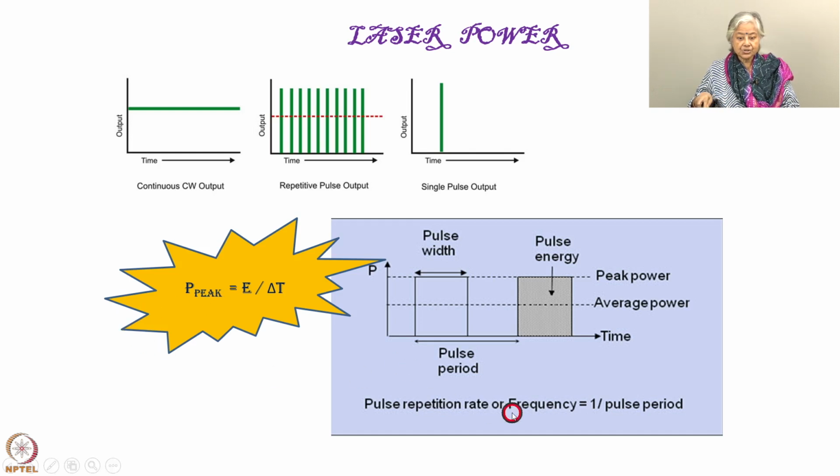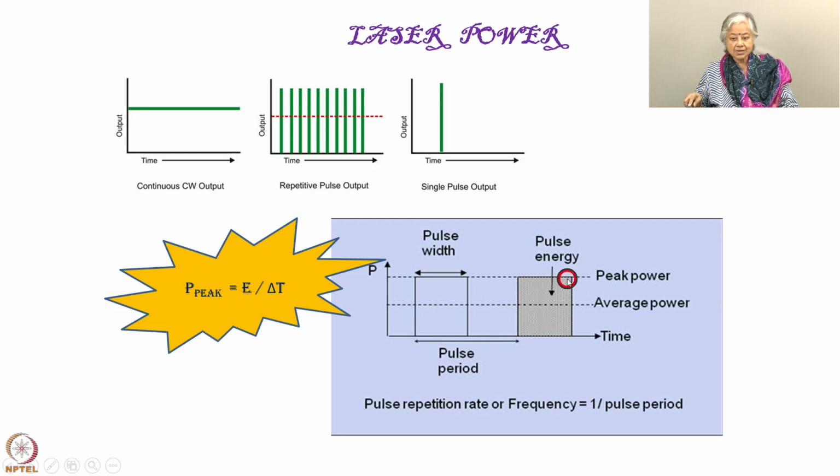Now here I give the pulse repetition rate or frequency. It can be described as how many pulses there are per second, or in hertz. What do I mean by that? This is one pulse width, that is delta t. This is the delta t, and here there is no pulse, and again there is a pulse. Energy is whatever is inside the area under this curve. This is power and this is time. The area under this curve gives you the energy, and if you divide by this pulse time, from here to here, you will get the peak power.